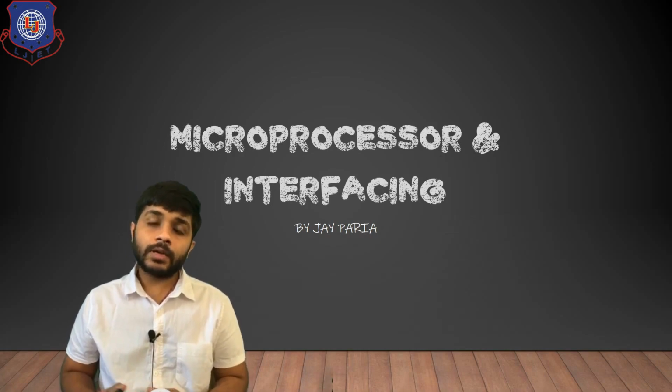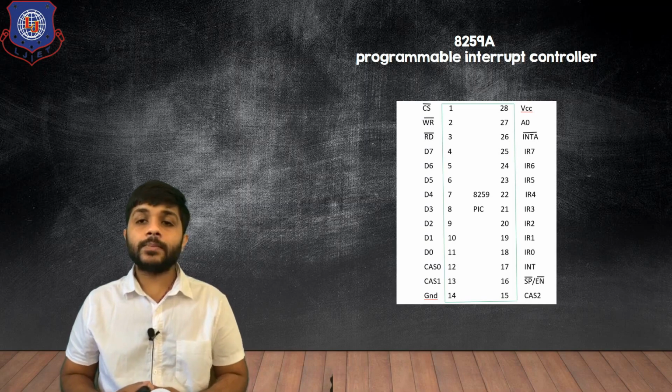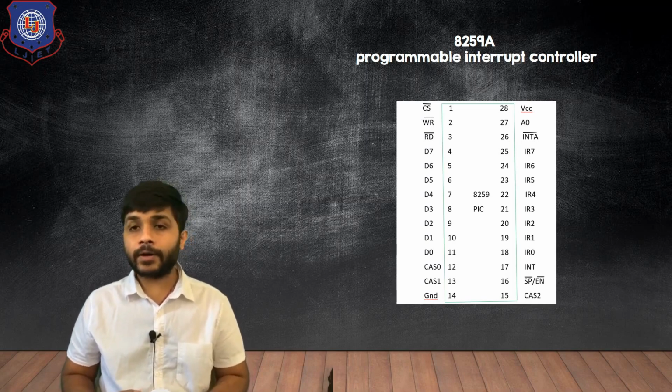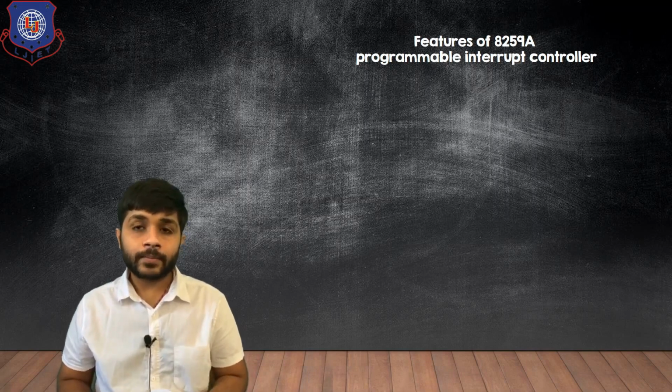What is 8259A? It is a programmable interrupt controller. You can see that it is a pin diagram of the 8259A. Now let's discuss the features of 8259A.